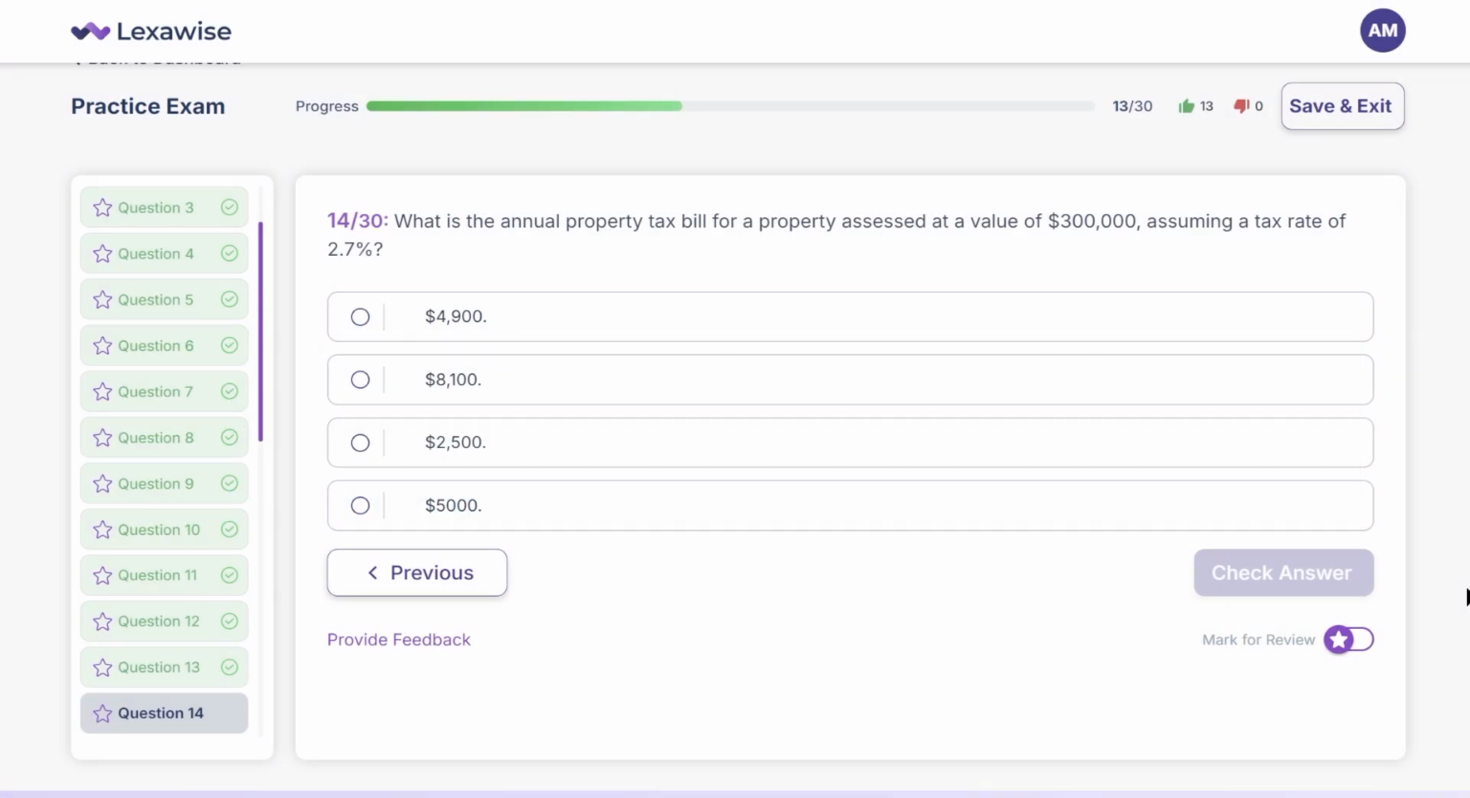What is the annual property tax bill for a property assessed at a value of $300,000, assuming a tax rate of 2.7%? A. $4,900. B. $8,100. C. $2,500. D. $5,000. Don't rush. Think it through.